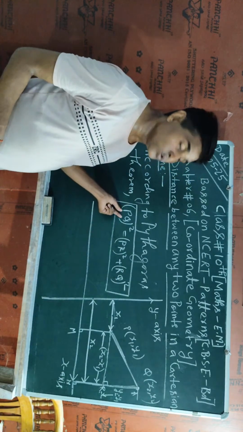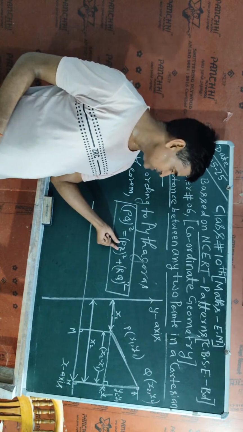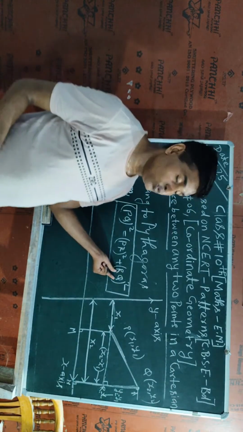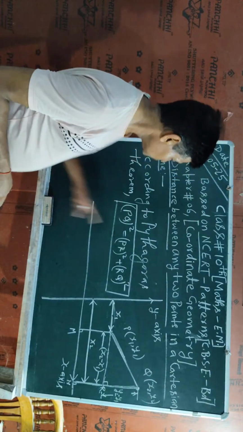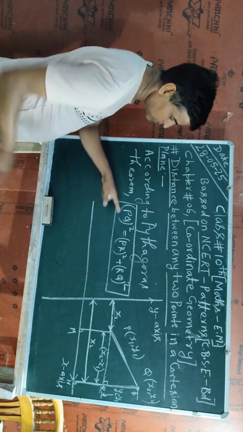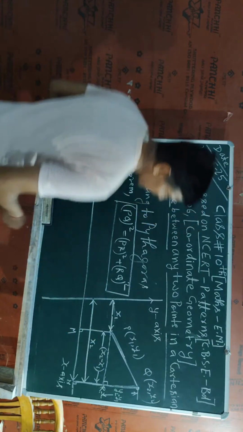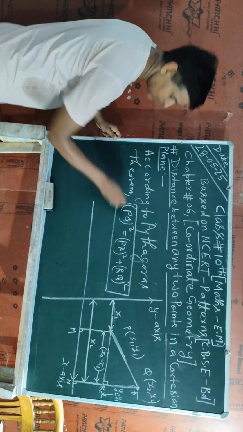square. PQ is known as the hypotenuse of the right angle triangle, PR is known as the base of the triangle, and RQ is known as the perpendicular of the right angle triangle. So this formula I will use, and I will substitute the values which are already available in the question. So this value I will simplify. After simplification I will get the PQ value.